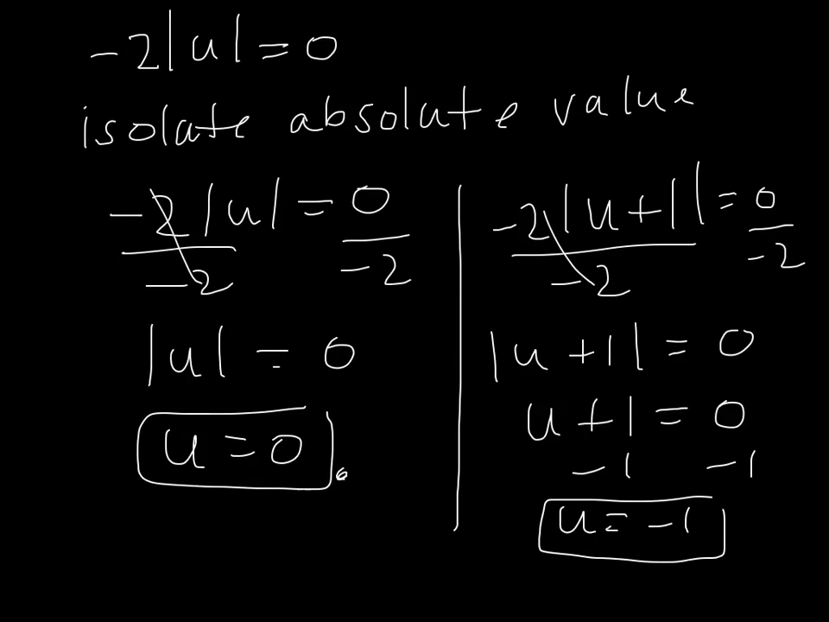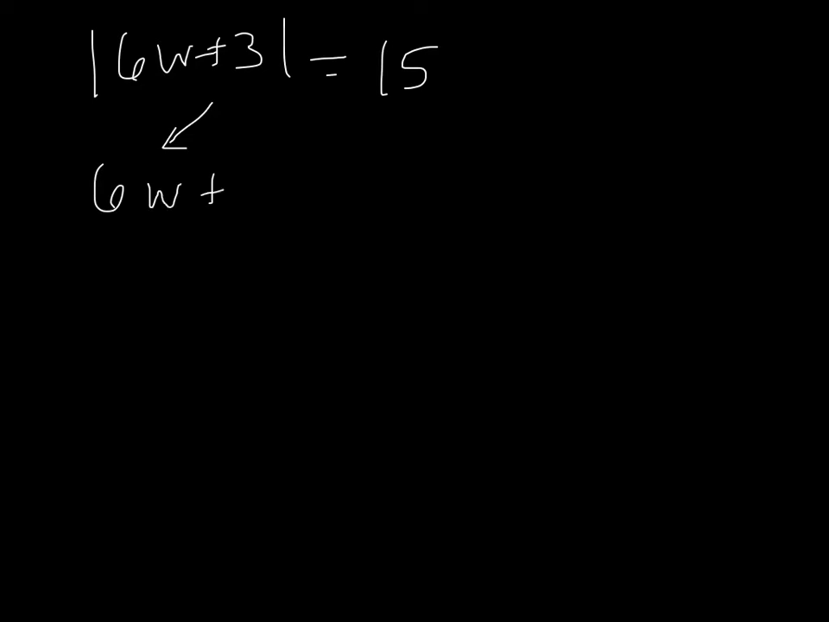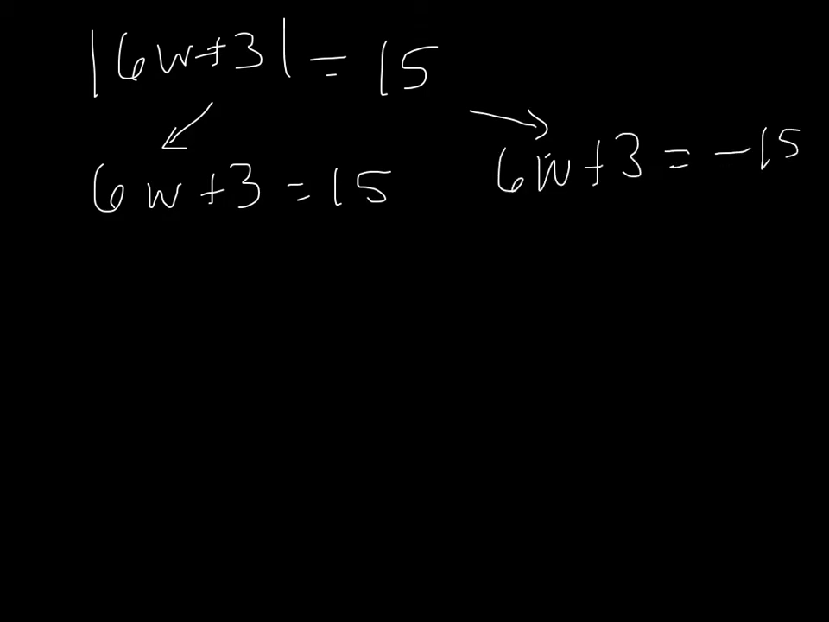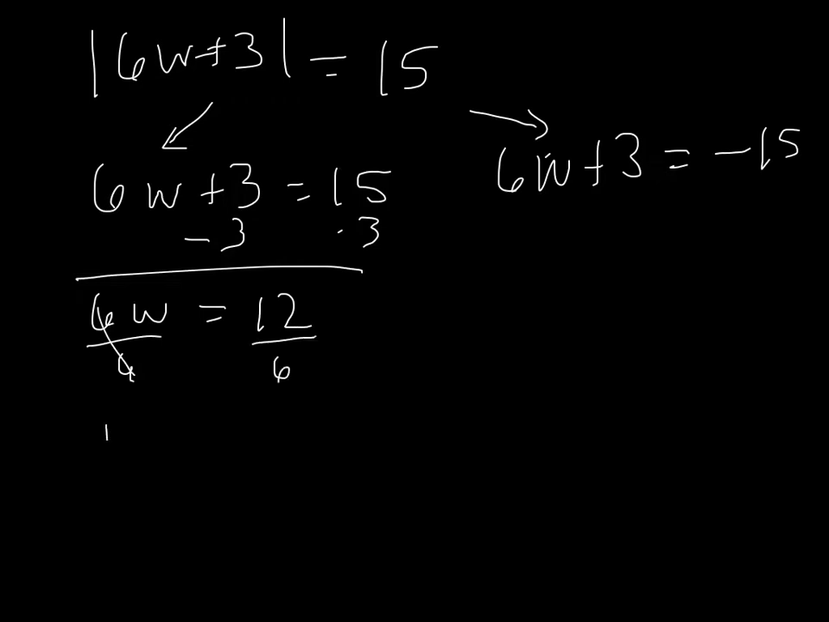Okay, now let's move on to the next problem with two solutions. So we've got the absolute value of 6w plus 3 equals 15. Now, the first step is done for us because the absolute value is isolated. So now what we're going to do is we're going to create two separate equations from this, and that'll give us two separate answers. Now in this one, on the right hand side, you'll see a -15. Now we're going to just solve each of these separately, and we're going to get two answers. So 6w equals 12, divide by 6, and w is equal to 2.